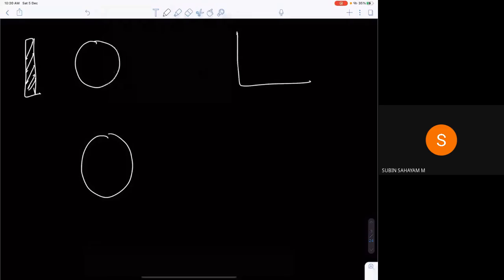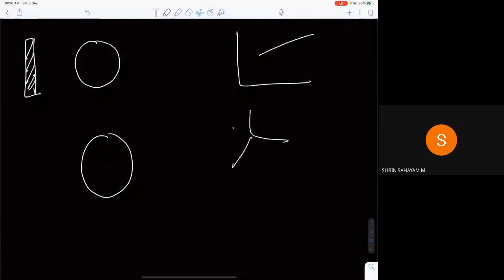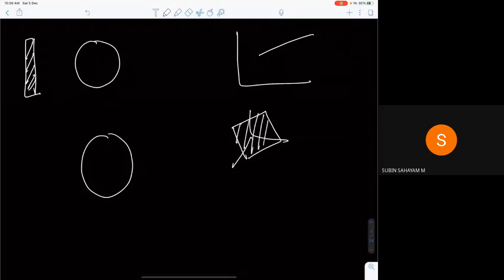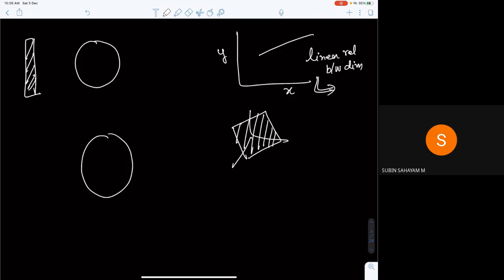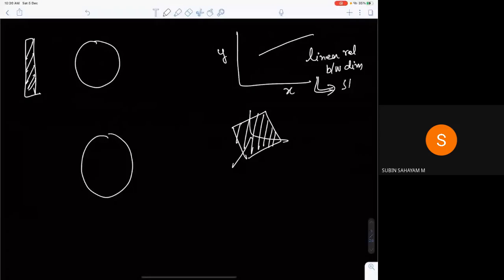So what is a hyperplane? If I am having two dimensions, it's actually a line. If I'm having three dimensions, then I'm going to get a plane. And when you get a line, say with X and Y, if I have a linear relationship between my dimensions, this is essentially a linear structure that you are going to see in your graph.